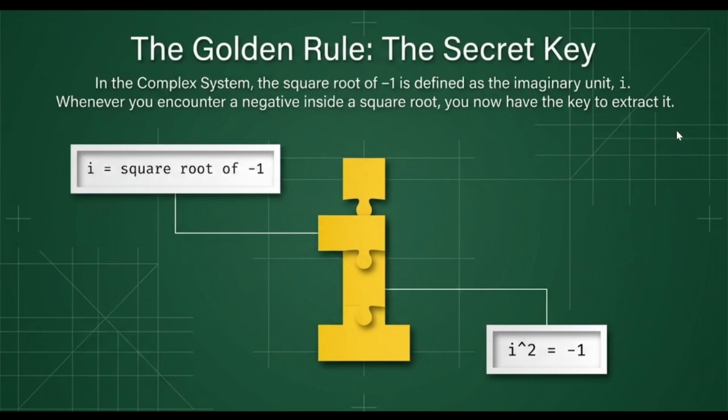Let's look at the problem x squared plus 1 is equal to 0. To solve for x, we get x squared is equal to negative 1, which means that x is equal to the square root of negative 1. In the real world, this just doesn't exist. But in the complex system, we define this as the imaginary unit iota. The golden rule: iota is equal to the square root of negative 1, while the square of iota is simply negative 1. This is our secret key. Whenever you see a negative inside a square root, you can now extract it as an i.